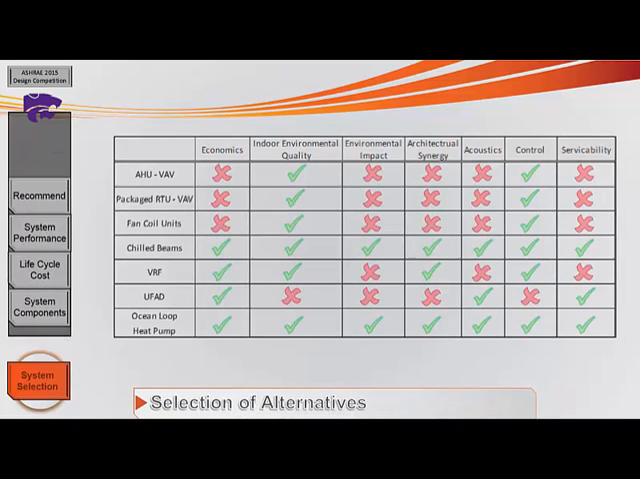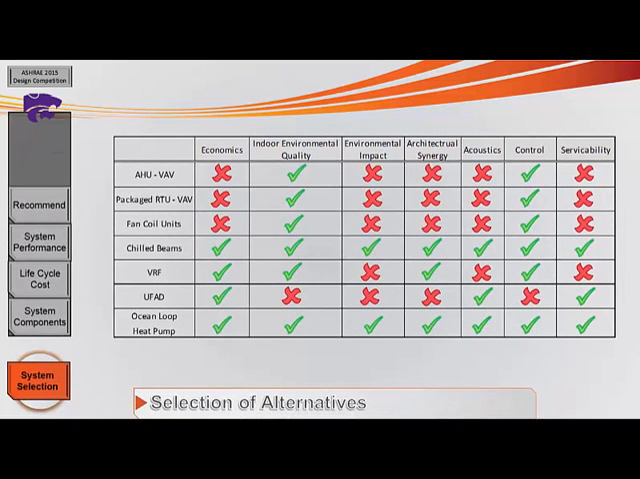The design team analyzed each system's performance based on the goals previously established to narrow the list of systems. The X's signify a system that is determined to perform poorly in the category, and the check marks signify a system that has performed well in the category. Based on their exceptional performance across the board, chilled beams and ocean loop heat pumps were selected to be the alternatives analyzed further.